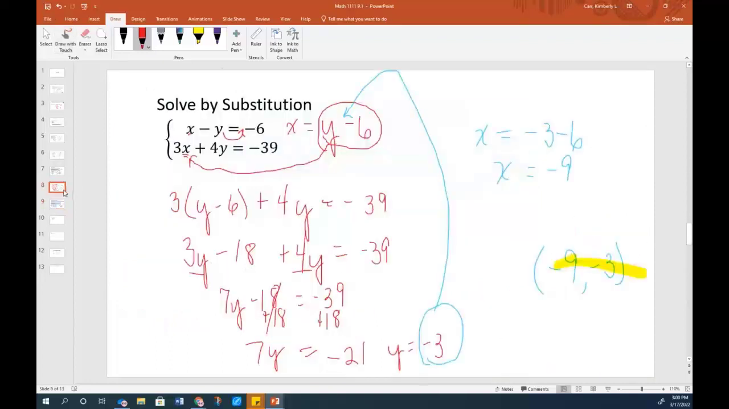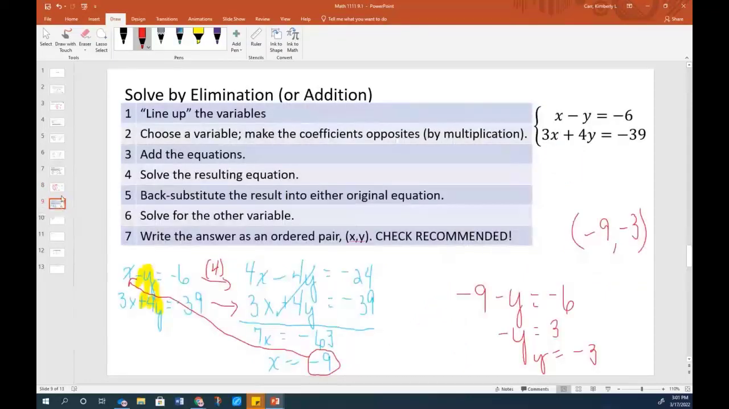Is that the same problem we just worked? Negative 9, negative 3. Same answer. So you can see that much writing, this much writing. It's not really that much different. It just seems like a little bit less to me to get that very first variable, but this is still the answer. So that's elimination.